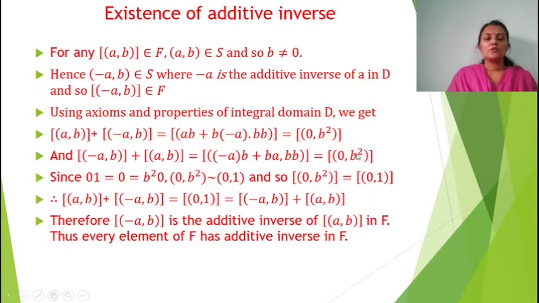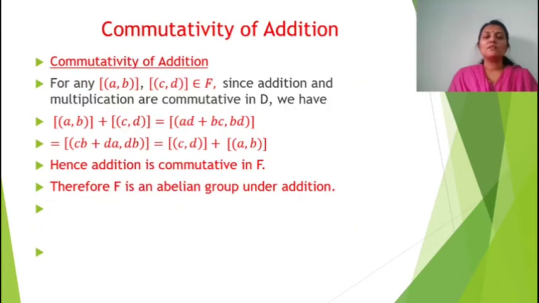Now we have to show that the equivalence class 0/b² is the same as the class (0,1). Now we use 0 into 1 is equal to 0, which is equal to b² into 0, which implies (0,b²) is equivalent to (0,1). So the class 0/b² is the same as (0,1). Hence a/b + (-a/b) is equal to the class (0,1), which is equal to -a/b + a/b. Therefore -a/b is the additive inverse of a/b in F. Therefore every element of F has an additive inverse in F.